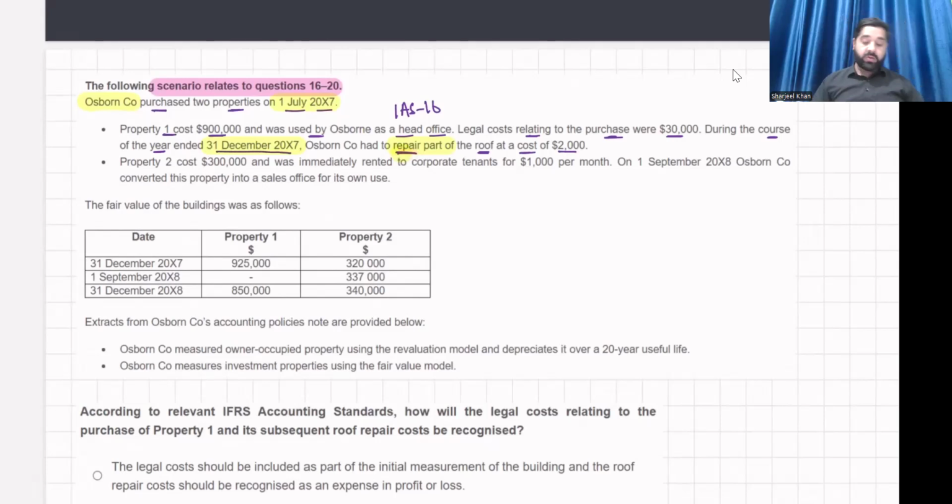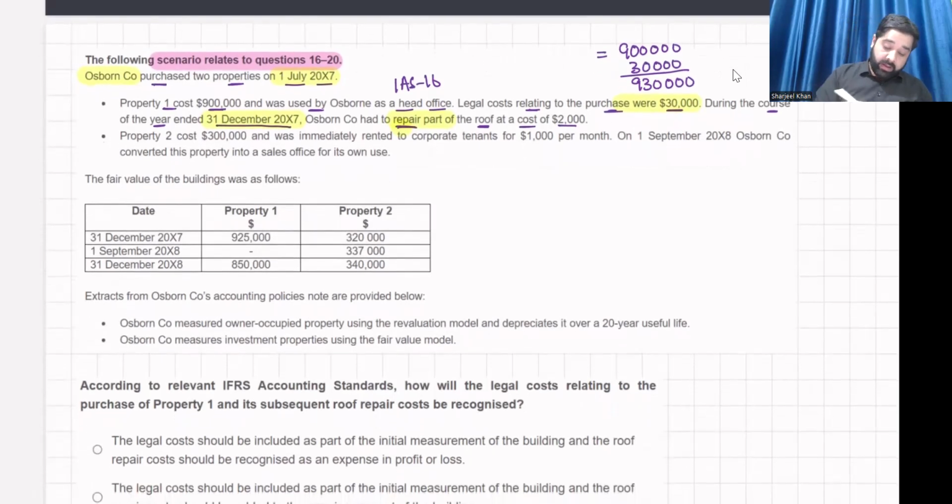Now, if Osborn Company wants to recognize property 1, the total cost for property 1 will be the purchase price, which is 900,000, and the legal cost, which should be capitalized, is $30,000. So 900,000 plus 30,000, the total cost for property 1 will be $930,000.